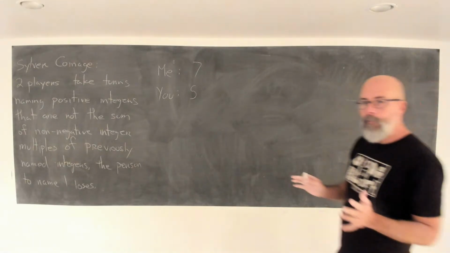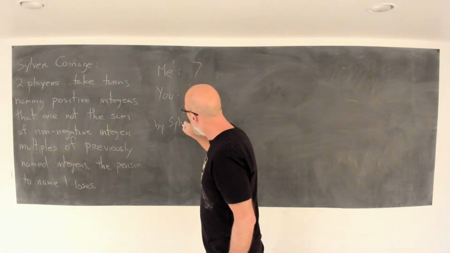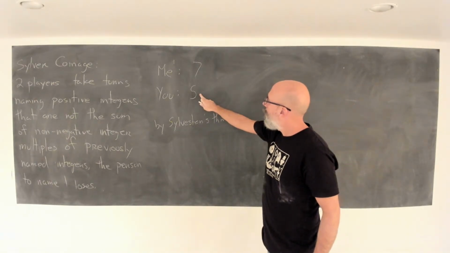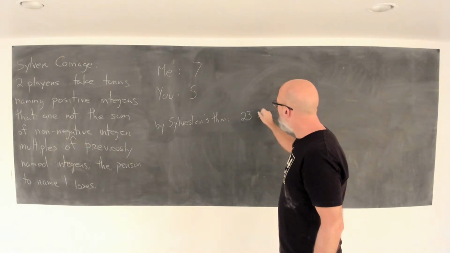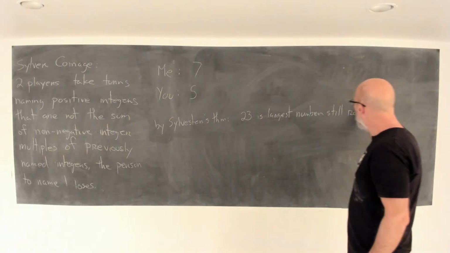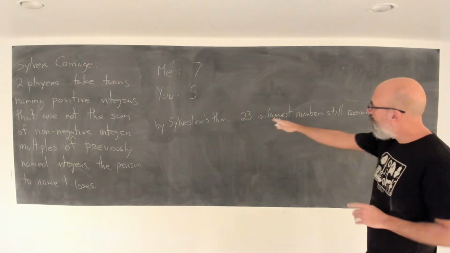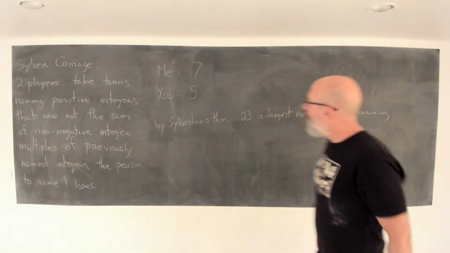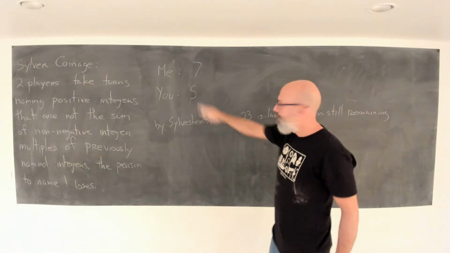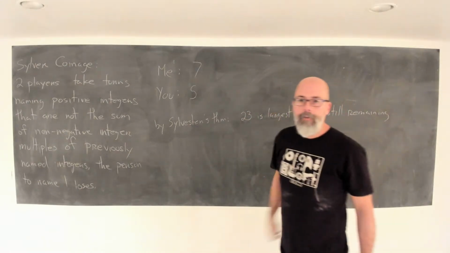So immediately, by Sylvester's theorem, six times 4 is 24 minus 1 is 23, the largest number still remaining. Right? Does everybody see that? Any number bigger than 23 is going to be a sum of multiples of these, right? 24 is 14 plus 10. 25 is 5 times 5. 26 is 21 plus 5, and so on and so on.